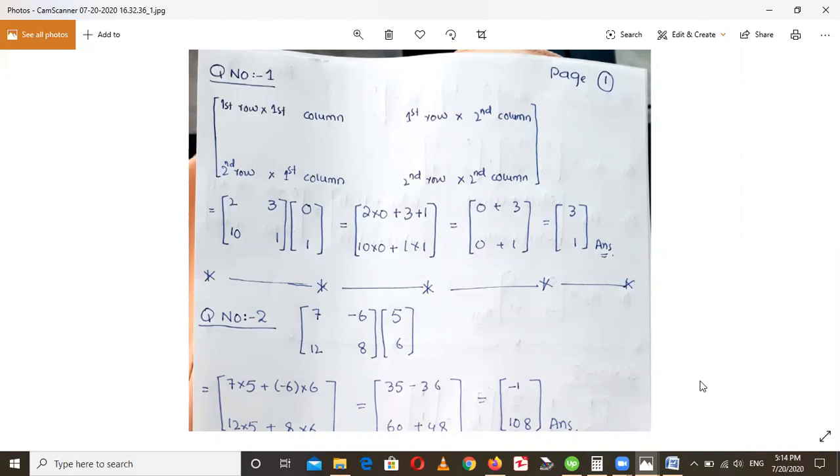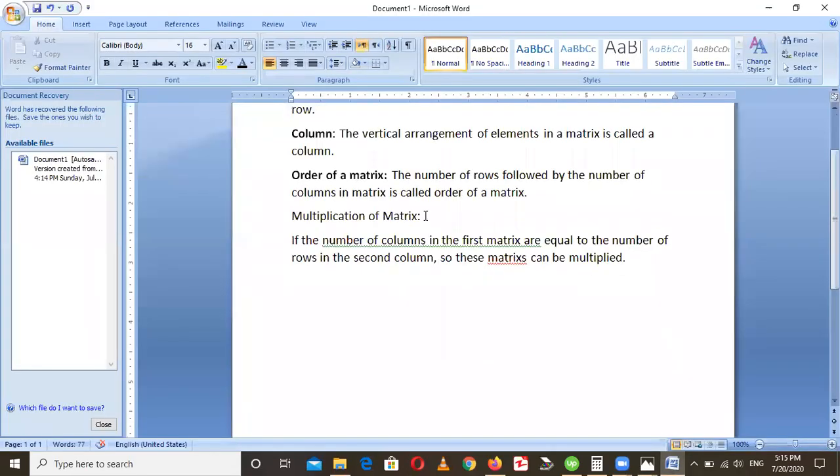Now, if you want to multiply two matrices, remember it is not necessary that every two matrices can be multiplied with each other, because there is a condition for it. If these two matrices satisfy that condition, then the matrices will be multiplied with each other. But if these two matrices fail to satisfy that condition, then these matrices would not be multiplied with each other. And what is that condition? Look at this. Multiplication of matrix. How can two matrices be multiplied?